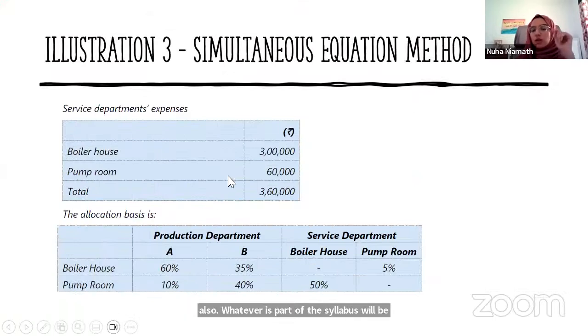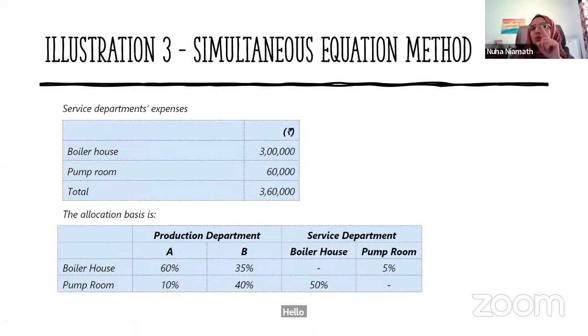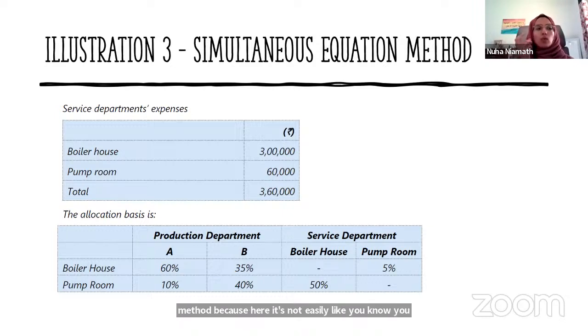So this is another question. It is called a simultaneous equation method. This is a little more complicated method because here it's not easily like, you just take one step, then next you distribute. It's not like that. You will actually find what is the amount. So let's read through the question.